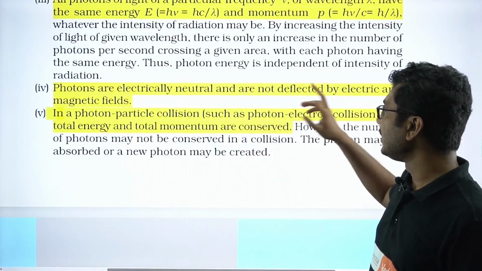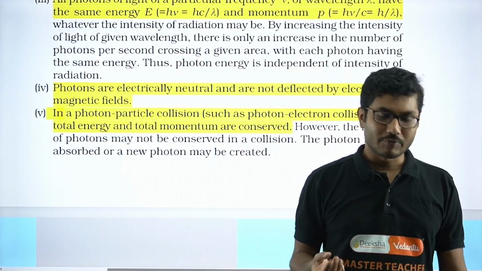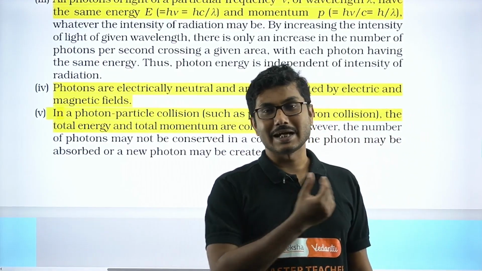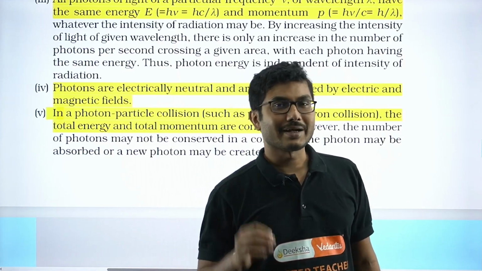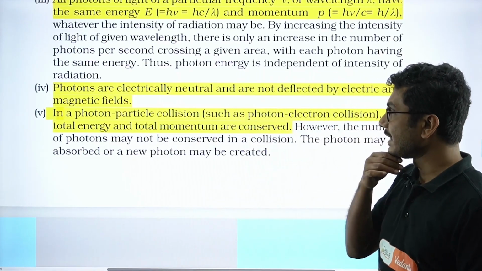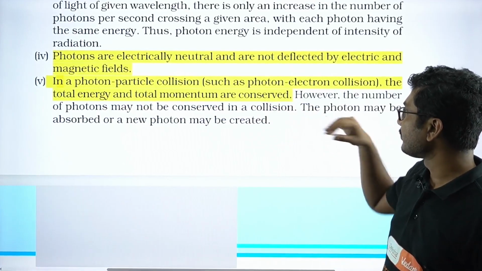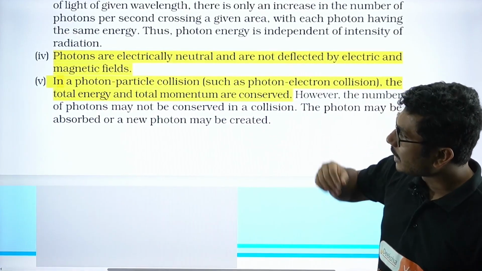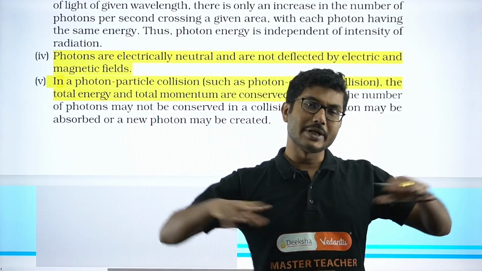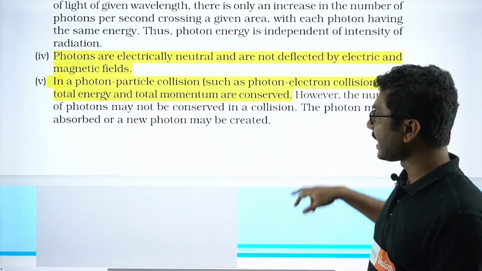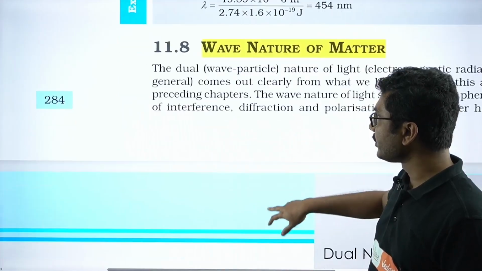Photons are electrically neutral and are not deflected by electric and magnetic fields. So photons are unlike electrons, they are electrically neutral like neutrons. So they do not get attracted or repelled by any electric or magnetic field. In a photon-particle collision, such as a photon-electron collision, the total energy and total momentum are conserved. That is very interesting. There is a theory based on all of this, Compton scattering, but that is not in this syllabus, so I am not going to discuss it. You just need to remember it.